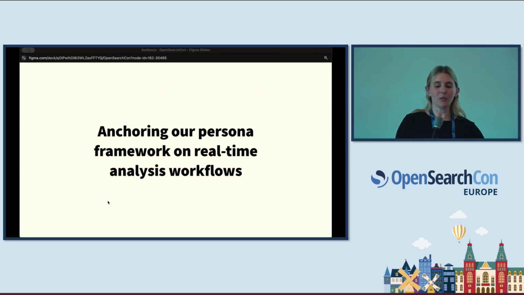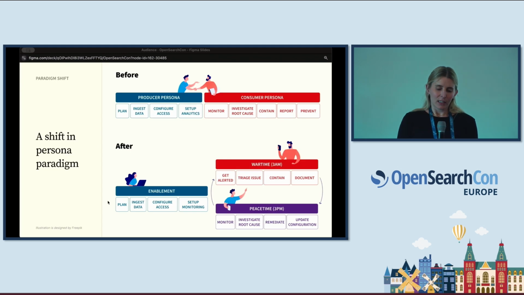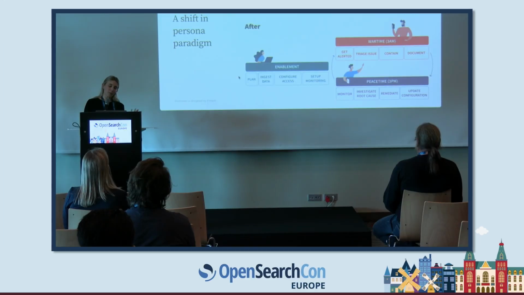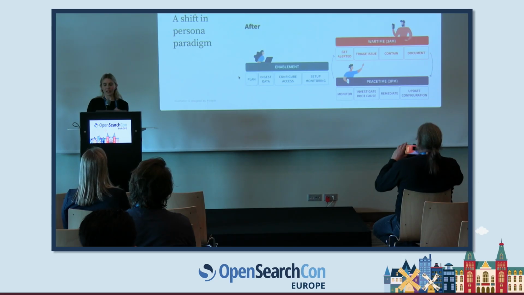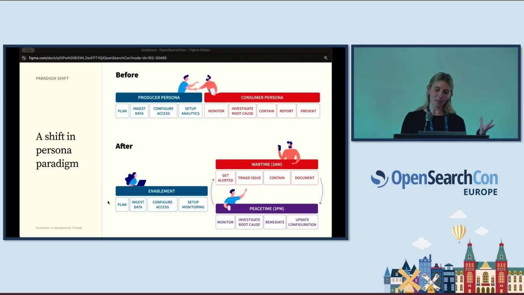With this combined journey, we were able to challenge our persona framework and shift to a framework that anchored on the real-time analysis workflows. Previously, we had divided users into one of two roles, a producer or a consumer. The way that we defined a producer is someone who is creating assets, like creating visualizations, setting up monitors or anomaly detectors, or configuring dashboards. So they are the people setting up the system so that the consumers, those end users, can do their job.